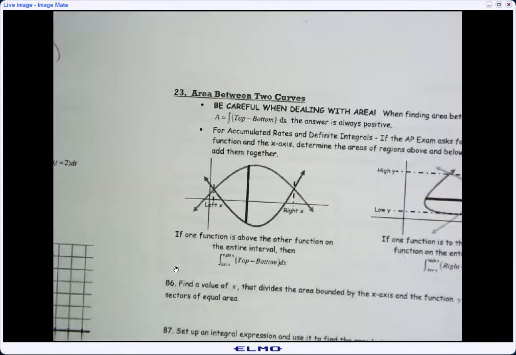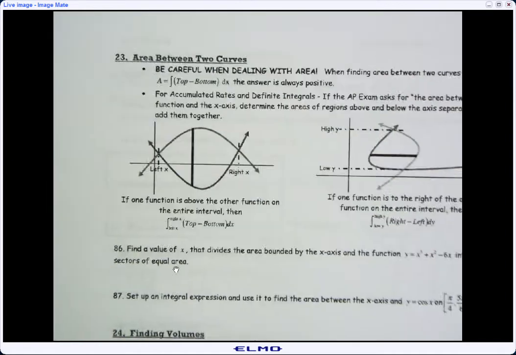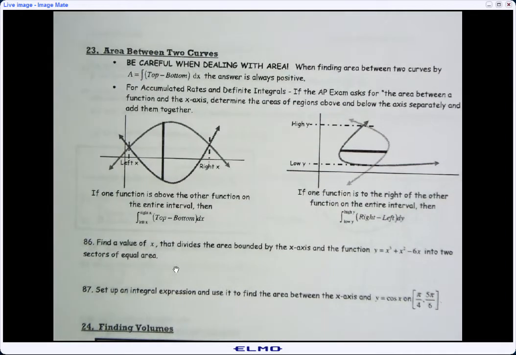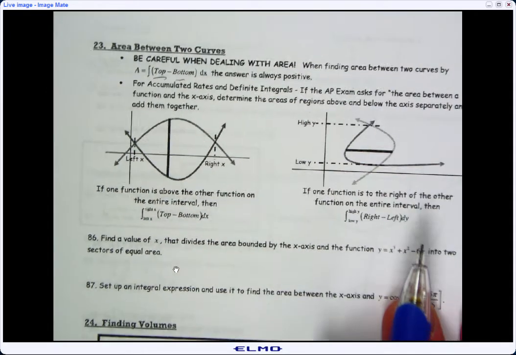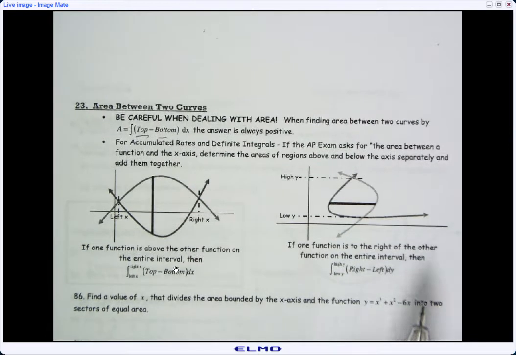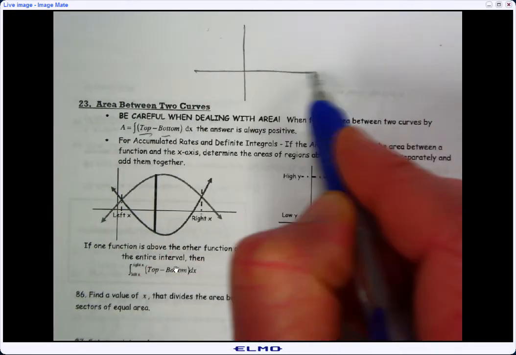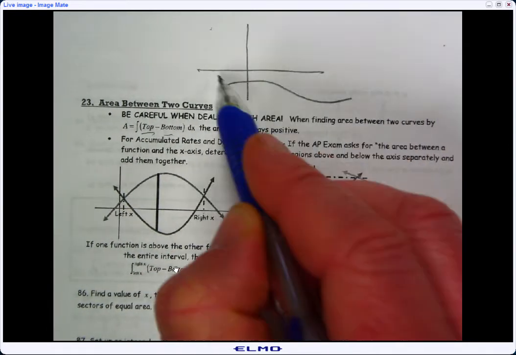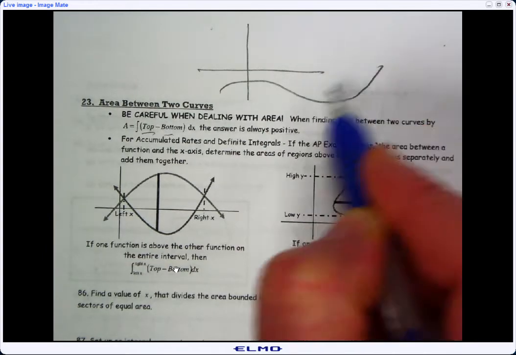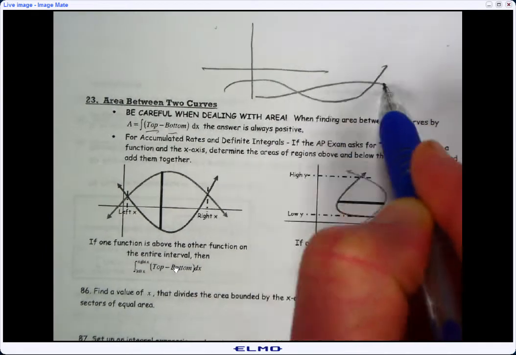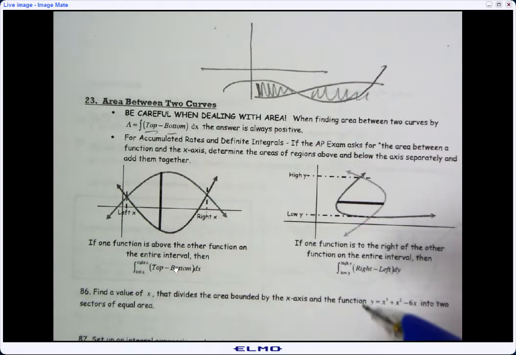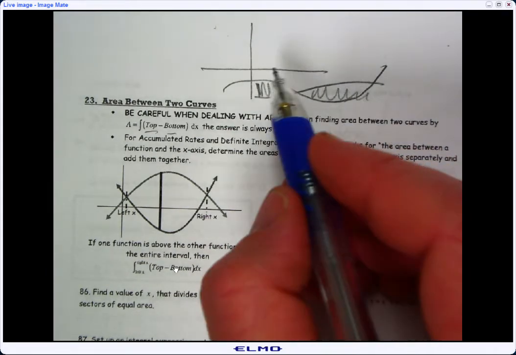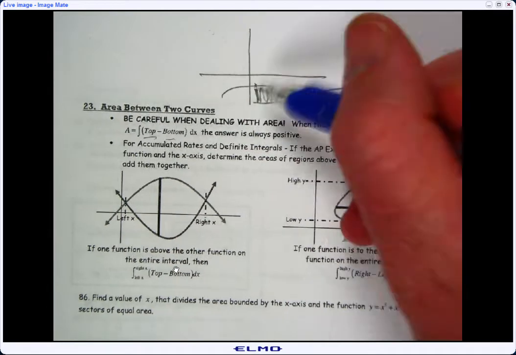Problems. Area between curves. Be careful when dealing with area, it says integral of top minus bottom. The time to be careful, and when you do the multiple choice test you will see that, is understanding that top minus bottom could change. So if we're finding the area from here to here and from here to here, you can't just do the whole interval. You still got to do top minus bottom.